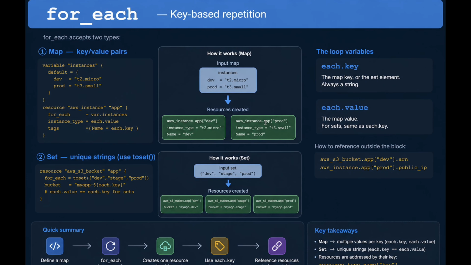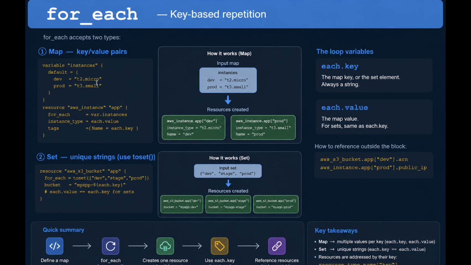Next is for_each. How does it work? for_each is key-based repetition. This is the one you will use most in production. for_each accepts two types of input. Maps, which are key-value pairs. The variable instances is a map, so here we define the map, where each key is an environment and each value is the instance type.